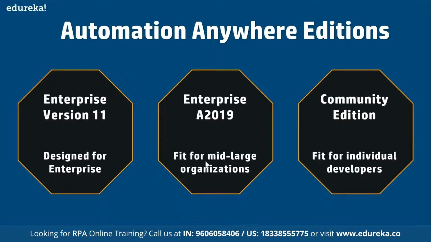Now, Automation Anywhere comes in various editions. Version 11's support will end in 2022. So somewhere in 2022, this version will be obsolete, but it is still the version which is mostly implemented at most organizations. Version 11 will be replaced by version 2019. This is also called Automation Anywhere 360. So you call it AA 360, or you call it AA 2019.